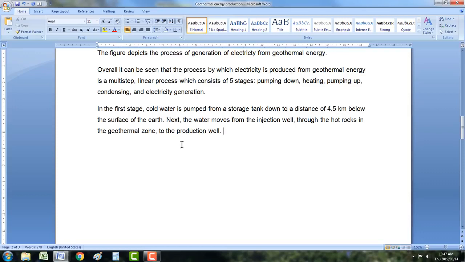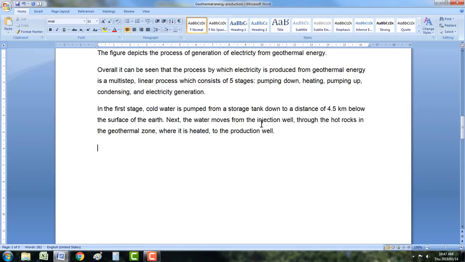So I'm going to change this. This is just a simple one. Next, the water moves from the introduction well through the hot rocks in the geothermal zone to the production well. But here's a very important thing that I want to show you with process: you're going to use this relative pronoun, where it is heated, comma. Usually our relative pronouns that we use are which and sometimes who. But often in process, you're going to use the where relative pronoun because it's a place. And this is a very nice complex sentence.